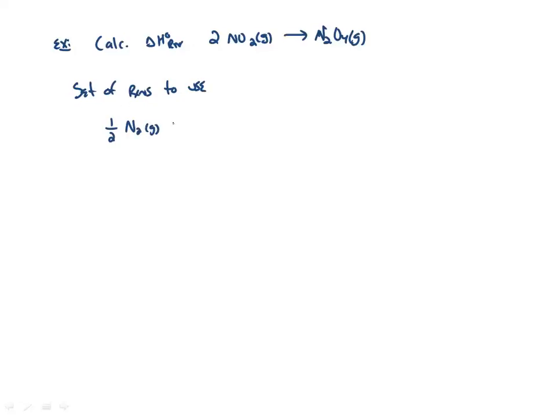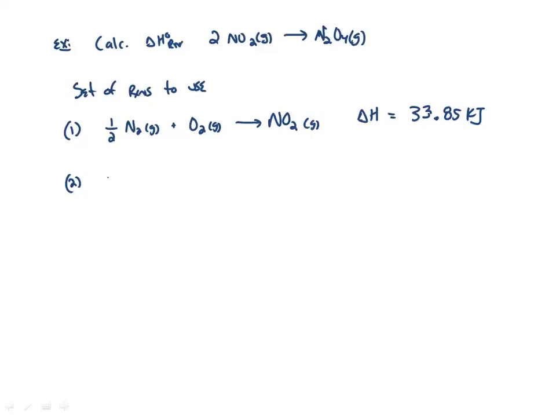So for most of these examples, we're given the question, which is simply calculate delta H naught of reaction for something. In this case, we're going to do 2NO2 gas goes to form N2O4 gas. And then we're given a set of reactions to use. We know that 1/2 of a nitrogen molecule plus an oxygen molecule goes to form NO2, and delta H for that reaction is 33.85 kilojoules, and we'll call that reaction 1.